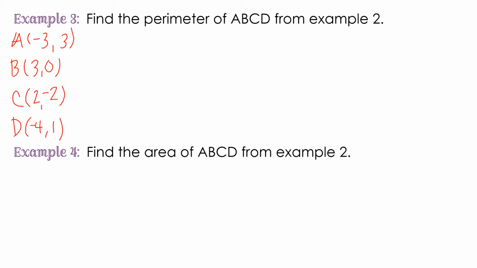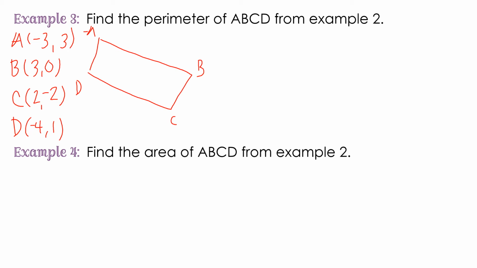So I'm just going to draw a quick sketch just so we remember what this one looks like. A was here, then B, then C and D. So I'm just going to find the length of AB and the length of BC, and then we can go from there because AB and CD will have the same length, and so will AD and BC.